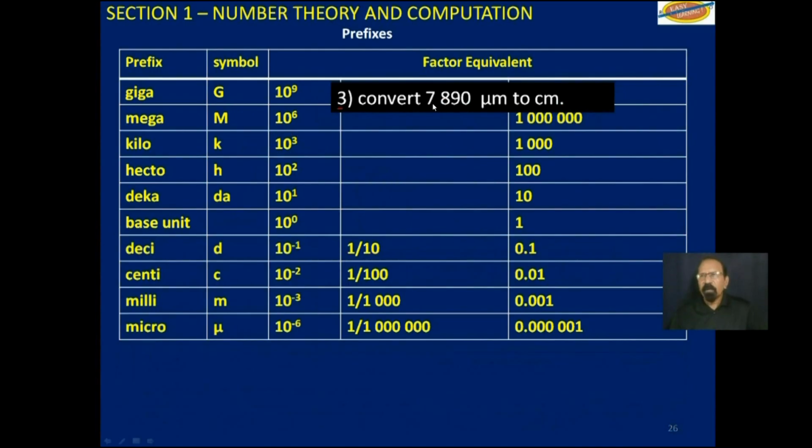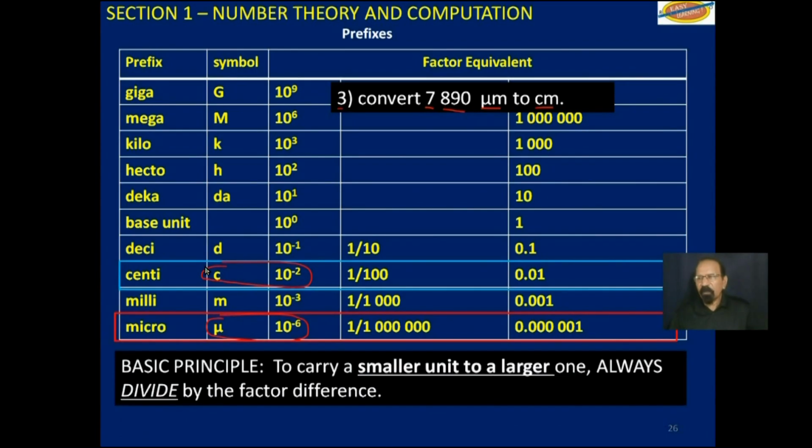Example 3: convert 7,890 micrometers to centimeters. Okay, where is micrometer? Micrometer is here, and we are going to centimeter, which is up here. So we are moving from a smaller to a larger. So we must divide by the factor difference. Okay, so let's find the factor difference.